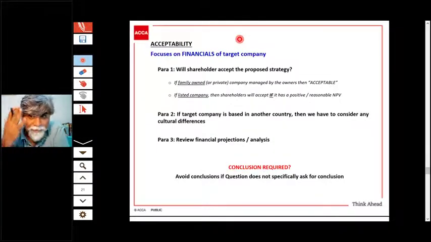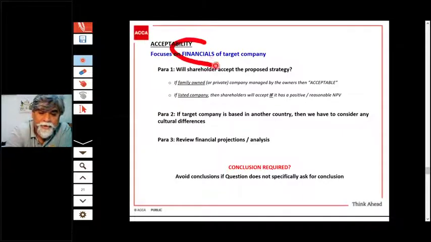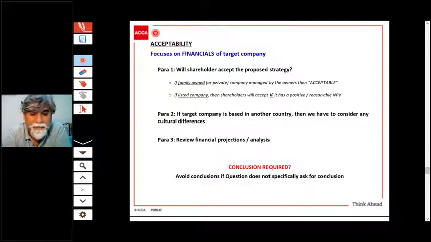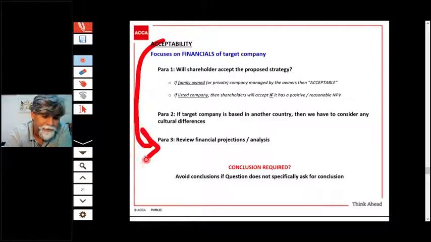This is where your expertise as a finance student comes in. So the financial analysis of the target company is done under the topic of acceptability. But this is mainly in the third section.